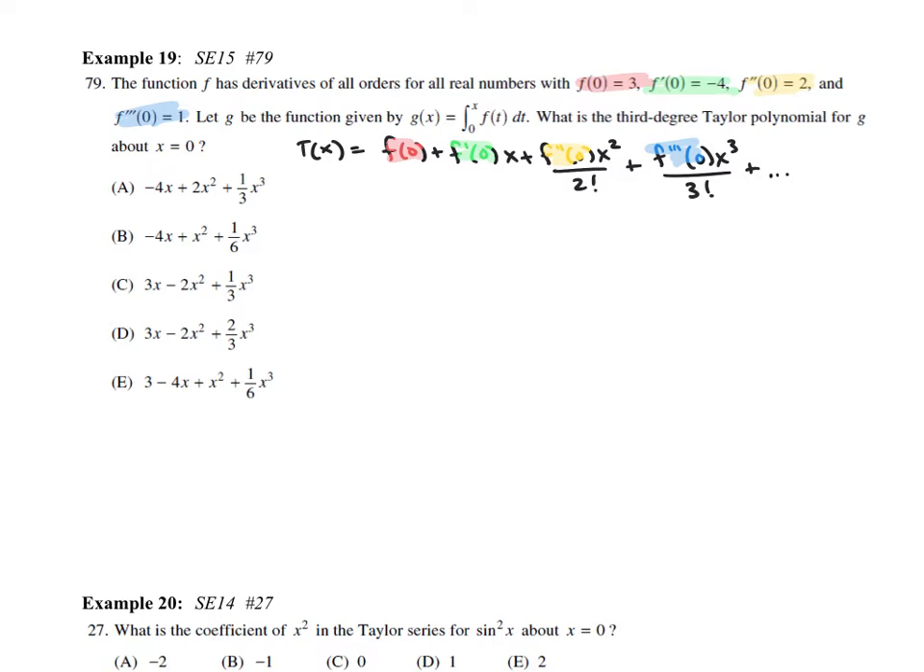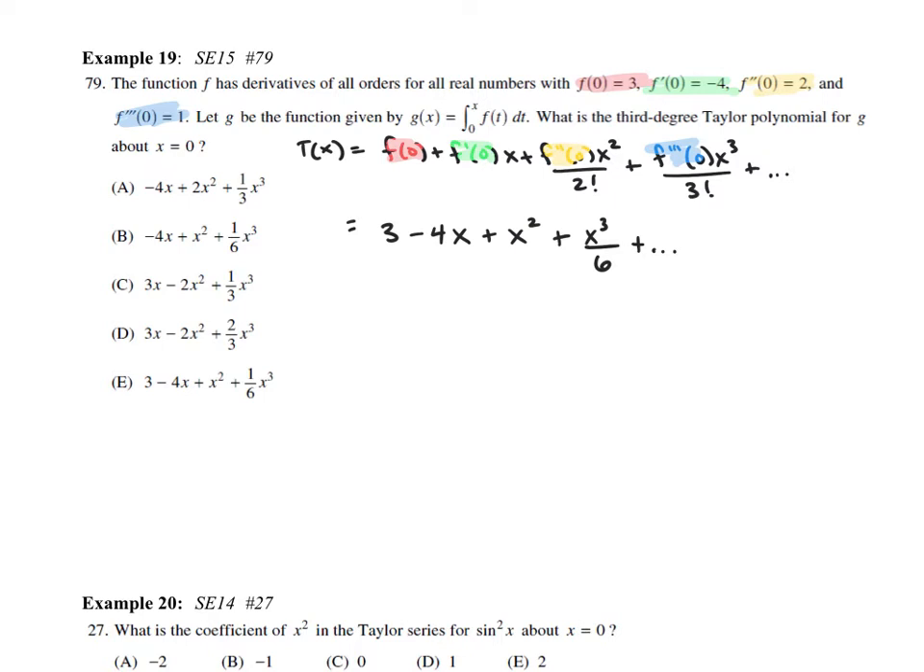So we get f of 0, which is 3, and f prime, so we have negative 4x or minus 4x, plus 2 divided by 2 factorial, so that's just going to give us 1x squared, and then we have f triple prime, which is just 1, so we get plus x cubed over 3 factorial, which is 6. That's going to be our basic Taylor polynomial associated with f of x in this case.